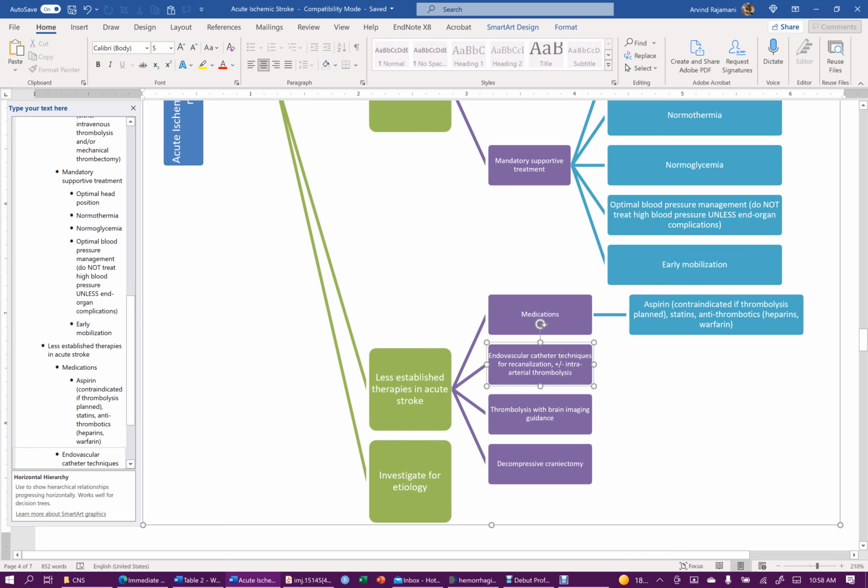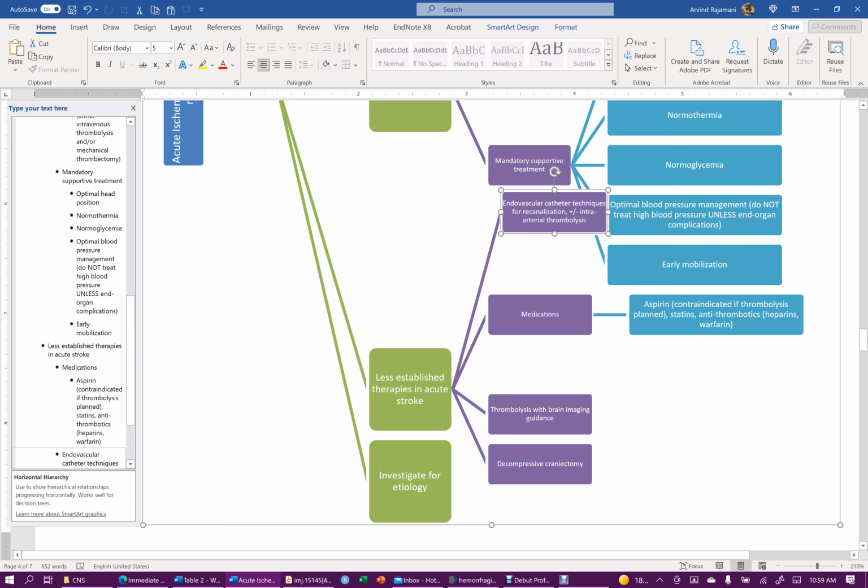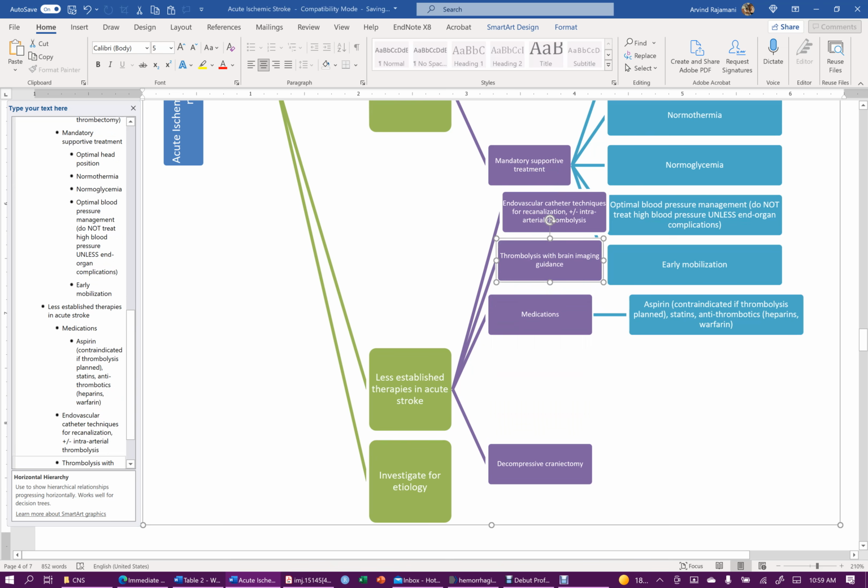I'll just have to push it up under this. Okay. Then what else? Thrombolysis with brain imaging guidance. Again, that should now be, this day and age, it has to come under here.